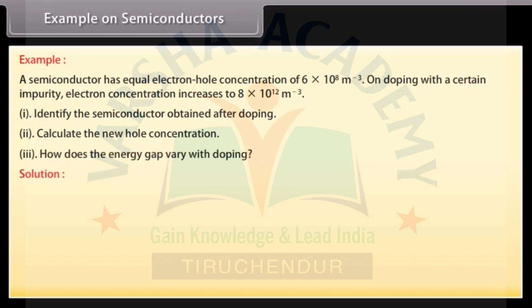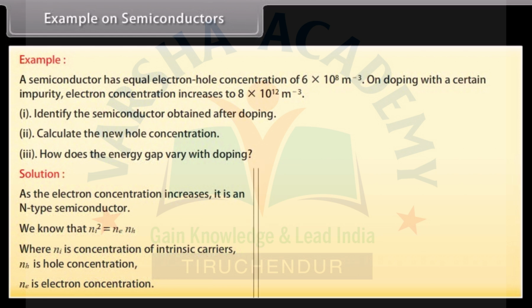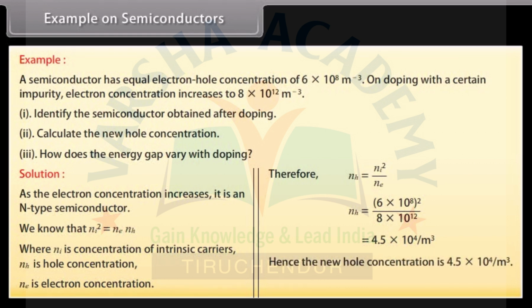Let's see the solution. As the electron concentration increases, it is an n-type semiconductor. We know that Ni square is equal to the product of Ne and Nh, where Ni is the concentration of intrinsic carriers, Nh is the hole concentration, and Ne is the electron concentration. Therefore, Nh is equal to Ni square divided by Ne. On putting the values, we get Nh is equal to 4.5 into 10 raised to the power 4 per meter cube. Hence, the new hole concentration is 4.5 into 10 raised to the power 4 per meter cube. With the doping, the energy gap decreases.